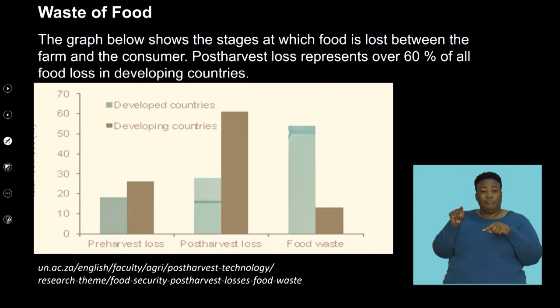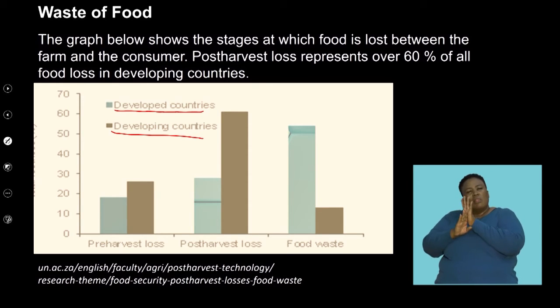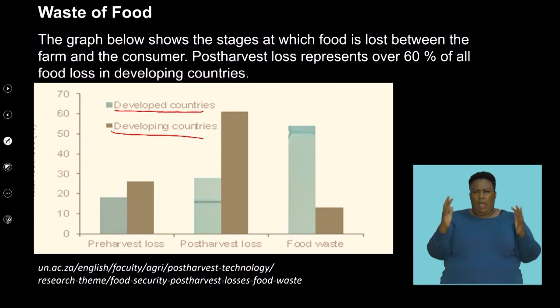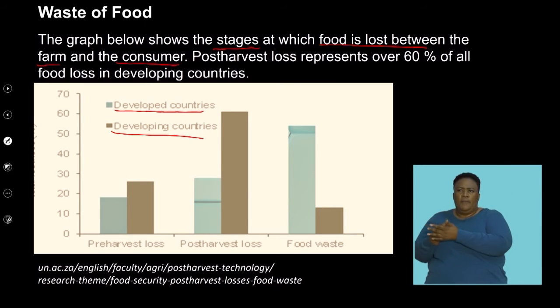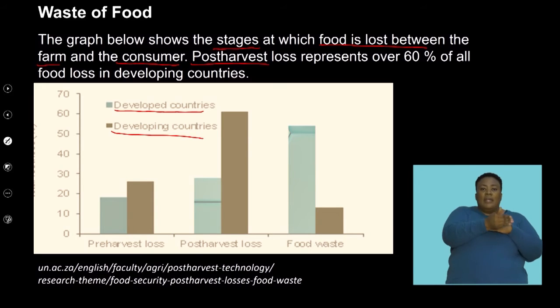So on this graph, I've indicated to you what is the difference between the developing countries and the developed countries, and how the pre-harvest, post-harvest, and the food wastage are compared. So let's try and understand what this graph actually illustrates. So it shows the stages at which food is lost between the farm and the consumer. So post-harvest is after the production of it. This represents over 60% of all food loss in developing countries.